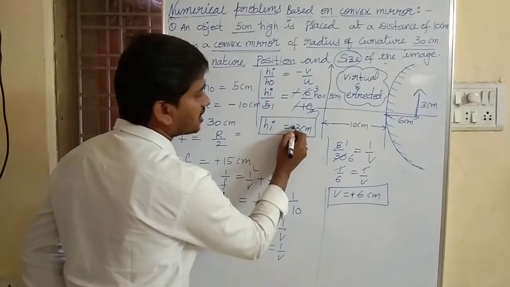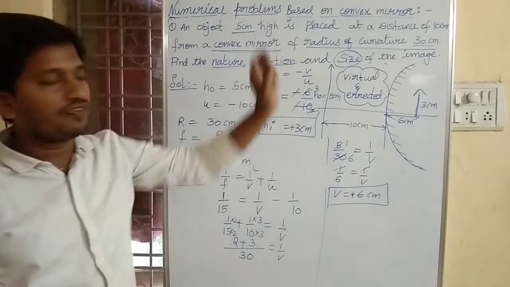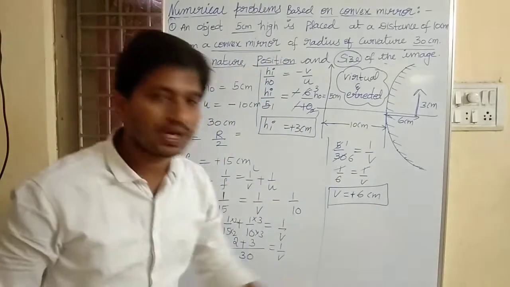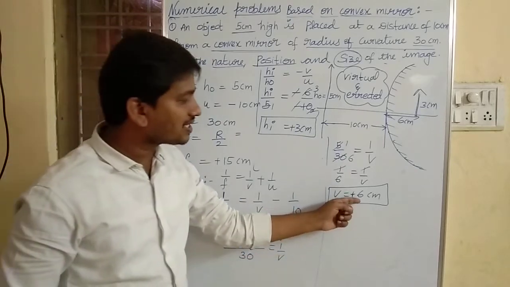What does the plus sign indicate here? The image is above the principal axis. If it is a minus sign, it is below the principal axis. If it is a positive sign, it is above the principal axis. Here, what does the plus sign indicate?